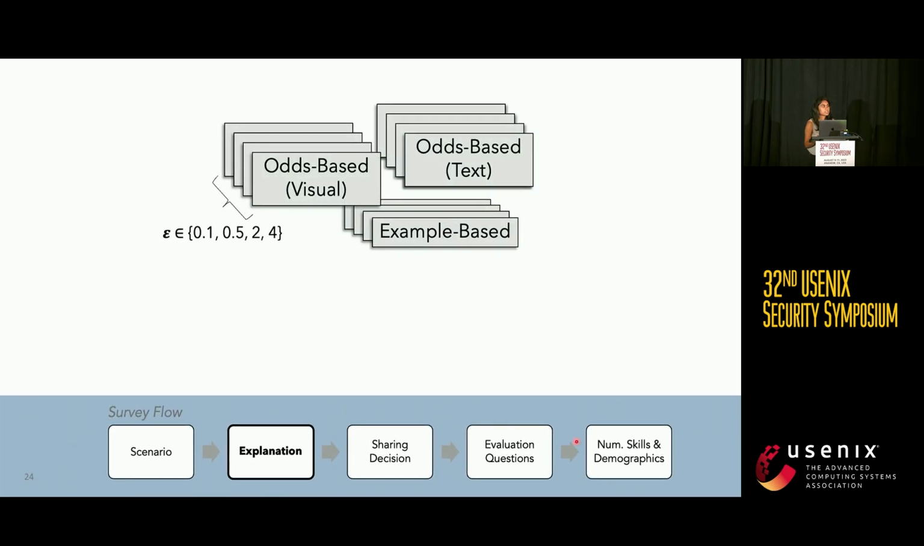Right after reading the scenario, participants were shown one of our explanation methods instantiated in the fictional workplace setting under one of 4 privacy loss budgets. We chose these epsilons to represent a range of protections from very strong to very weak. We then calculated probabilities for the odds-based method; we basically modeled a Bayesian adversary, and we made some worst-case assumptions about the adversary's priors. I can share some more details about that offline, but for the interest of time, I'll keep moving.